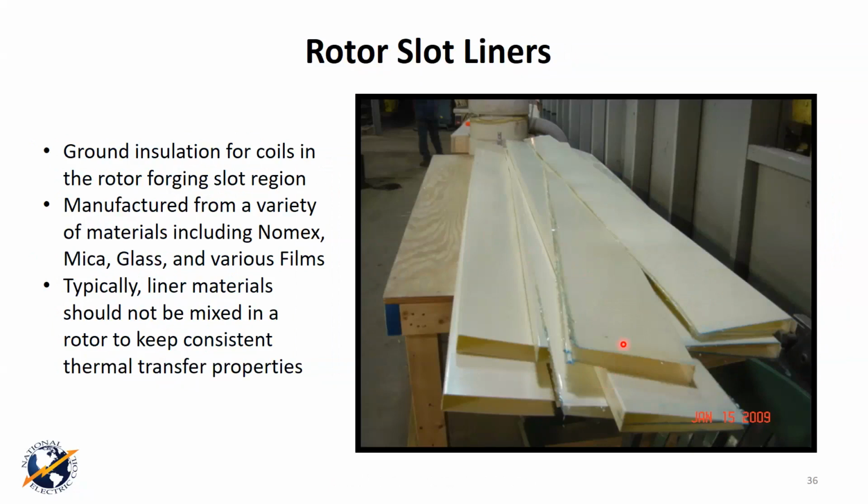And these are some of the liners in a very raw format. We manufacture these in-house. We also buy them outside, but in this form, they're a little bit longer than they should be. They're probably a little bit taller, and you can see some of the material. This is a composite Nomex configuration, and they'll cut them to height and to length, and then they'll be utilized in the machine.